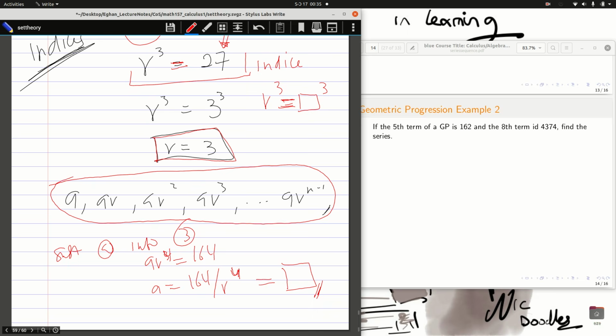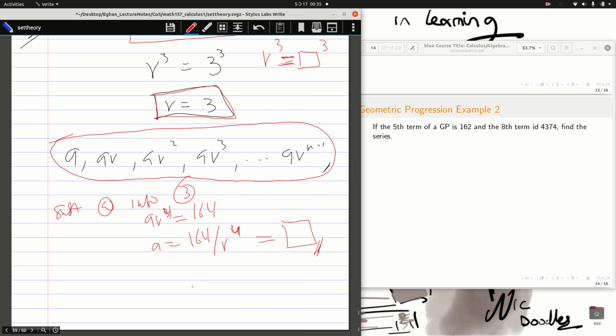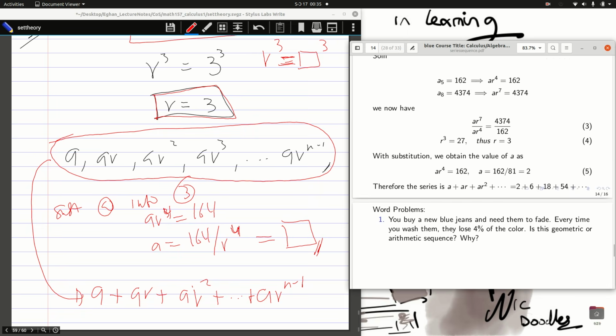But the question says find the series. It means there's something wrong with this. The right answer should be a plus ar plus ar squared plus up to ar to the n minus 1. This is the right thing to do, and that is how interesting series and sequences are. For my substitutions, I had a to be 2. You can verify that for me.